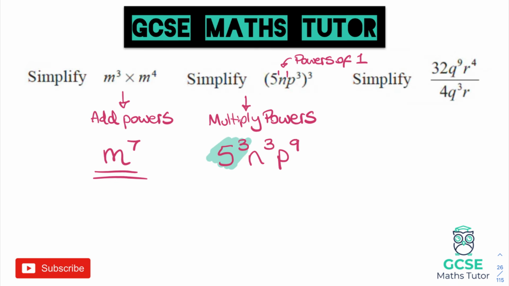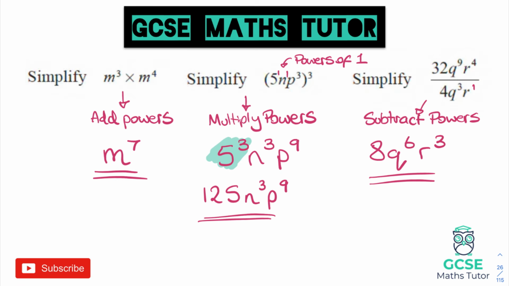So 5 to the power of 1 would become 5 to the power of 3 in this question, and all of the powers would multiply by 3. Again, we need to make sure we simplify any numbers and write them as actual numbers, not powers. When dividing, you divide the numbers and subtract the powers, and again not forgetting to put in any secret powers of 1 there that are not written in the question.